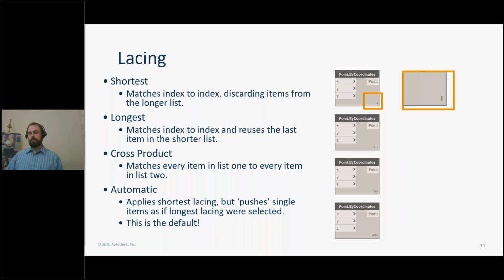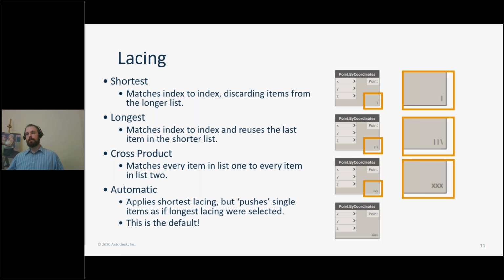Longest lacing, however, the next option on that list, is going to match index to index until we run out of items in that first list, and it's going to keep using that last item. So 1 and 1, 2, 2 and 2, 4, 3. No item in that second list, it's going to reuse the 2. 3 plus 2, 5. If I had a fourth item in the first list, we still only have 2 in the second list, so it's going to be 4 plus 2, 6. 5 plus 2, 7. Doesn't matter how long my first list is, as long as I still have items in there, it's going to go back and reuse that other item.